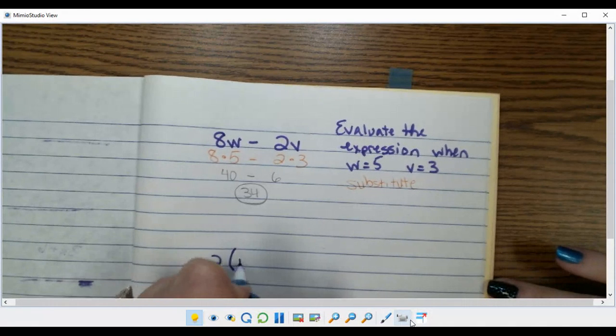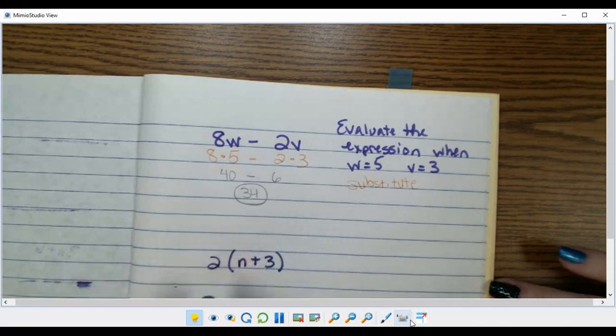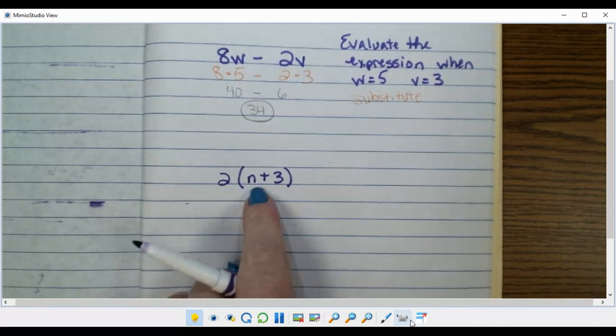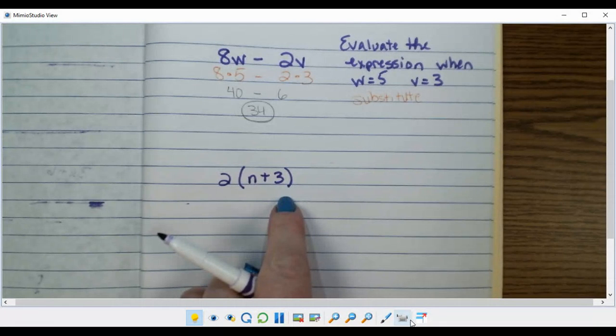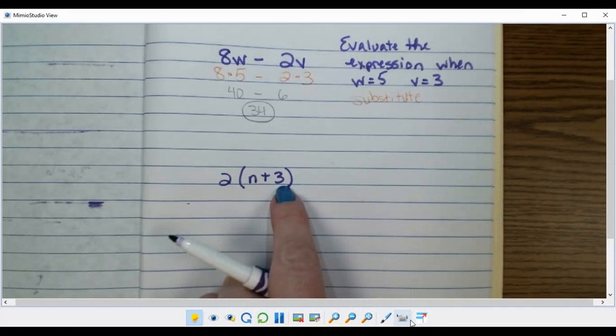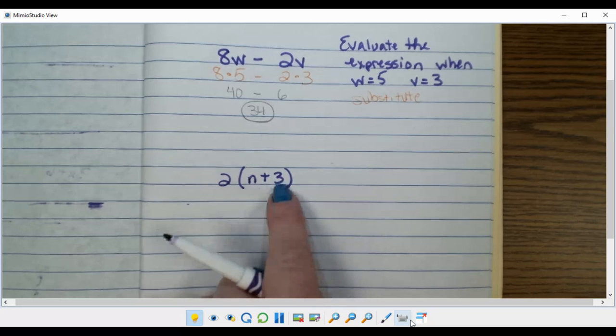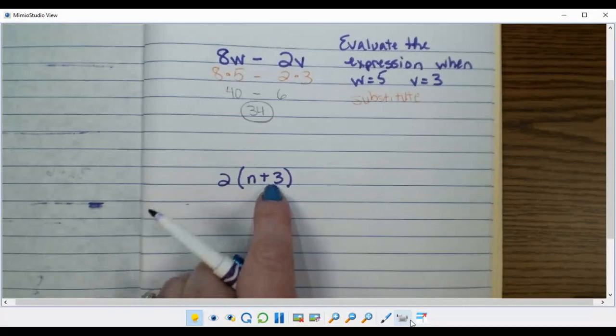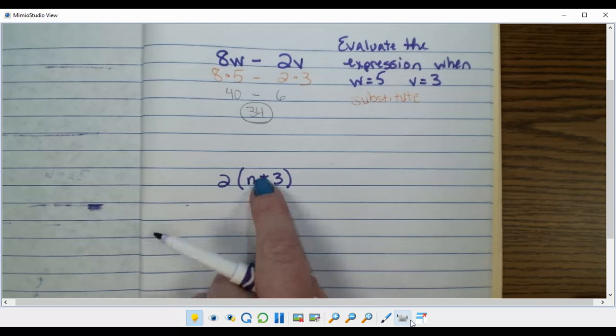2 parentheses, n plus 3. So when you're reading this to somebody, you might say 2 open parentheses, n plus 3, close parentheses, or 2 times the quantity of n plus 3. Quantity can signal parentheses in there. Now, parentheses have multiple jobs. In this case, it's holding together the n plus 3 and says do this first, but it's also working like a multiplication symbol. So this is 2 times everything that happens in here.